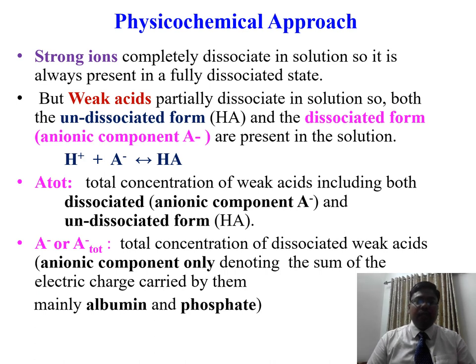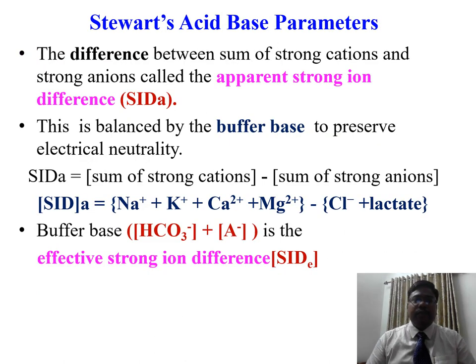And A minus, or A minus TOT, denotes the total concentration of dissociated weak acids. It denotes only the anionic component, mainly the sum of the electric charge carried by them, mainly albumin and phosphate. So, Stewart's acid-base parameters: the difference between the sum of the strong cations and strong anions is called the apparent strong ion difference. This is balanced by the buffer base to preserve electrical neutrality. So the apparent strong ion difference is equal to the sum of the strong cations minus the sum of the strong anions.